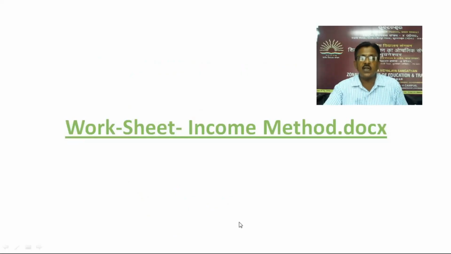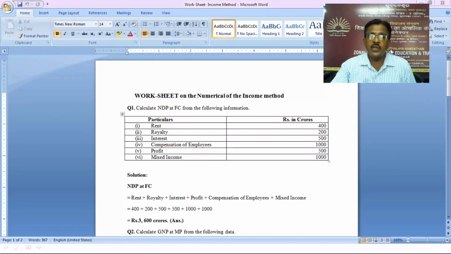A worksheet related to the income method. So in this worksheet I will discuss some of the questions relating to the income method, and we will find out the concept as it is asked by the income method. So calculate NDP at factor cost from the following information. The information given over here: rent, royalty, interest, compensation of employees, profit, mixed income. The values are given in rupees crore.